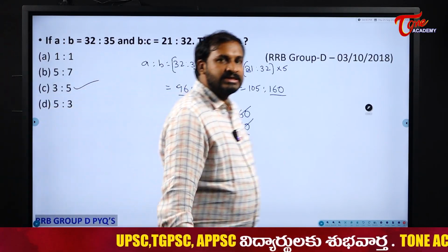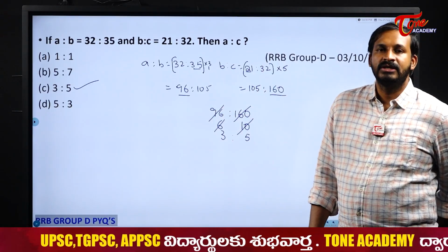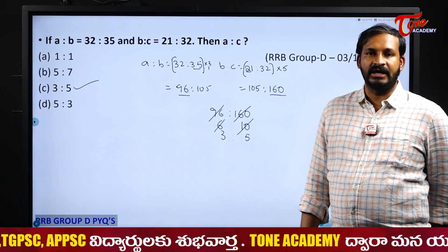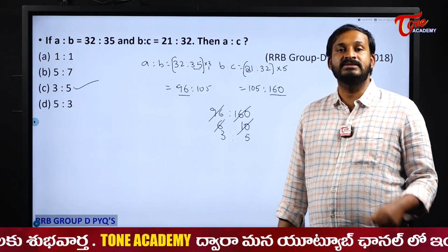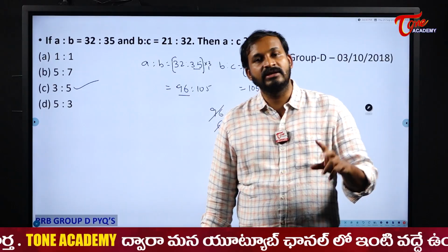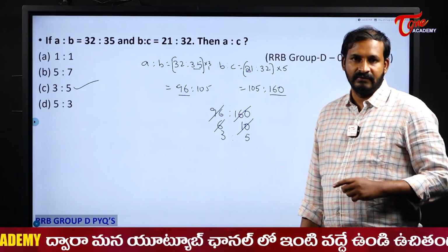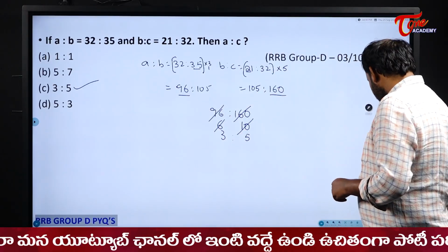See here, students, ratios are very specific, so whatever they ask, you should write for that only. They asked for A is to C, so we write 3 is to 5. Sometimes they may also ask C is to A, then you should write 5 is to 3.